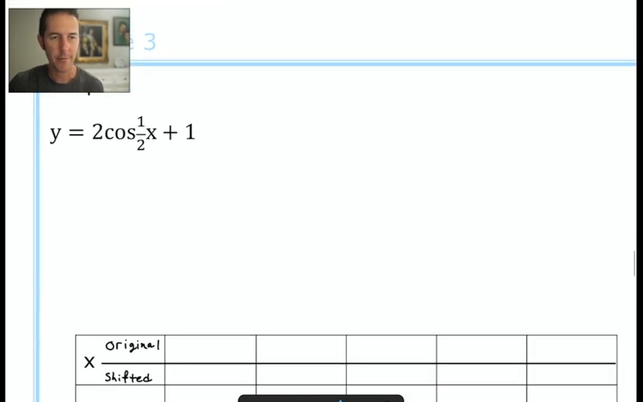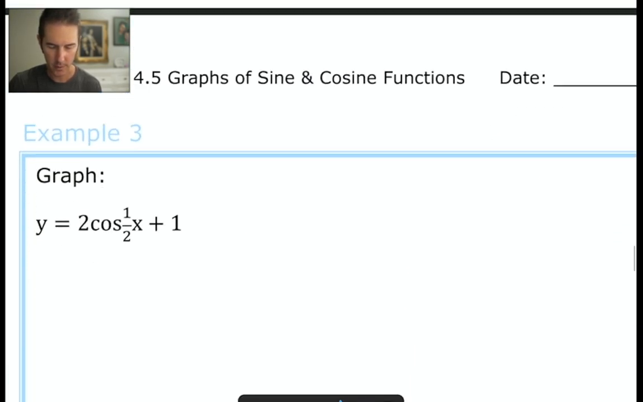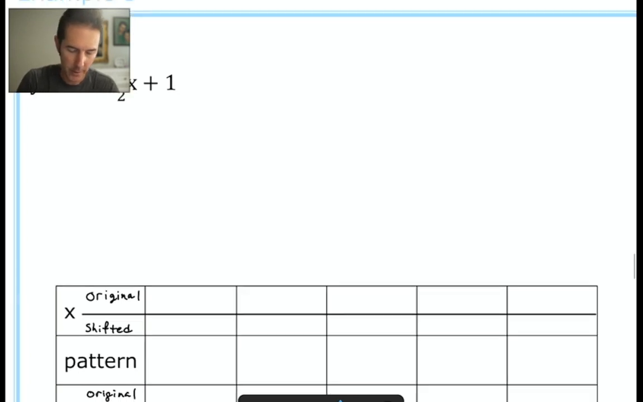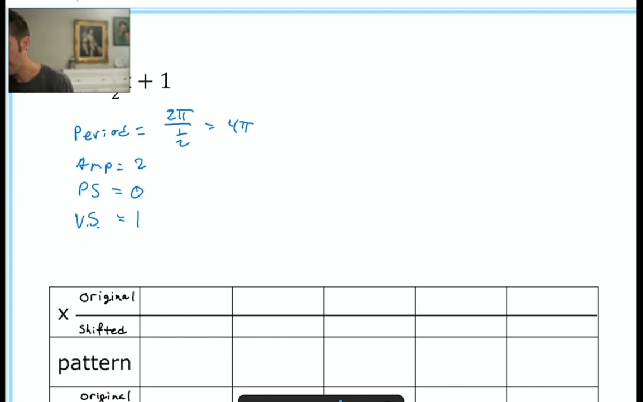And now we're going to be graphing. And is this function actually the same as that previous one? It is. 2 cosine 1/2 x plus 1. So we're going to steal some information from what we just did previously. Although it's on a separate page for you, so maybe we should write it in again. Period equals 2 pi divided by 1/2, which is equal to 4 pi. And the amplitude was equal to 2, and the phase shift was equal to 0, and the vertical shift was equal to 1. Great. So I have this question for you.